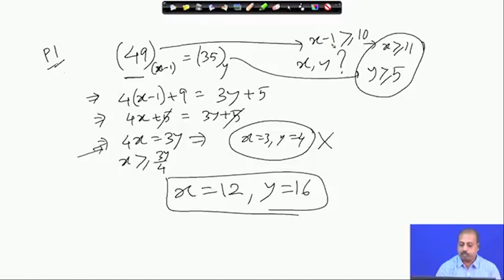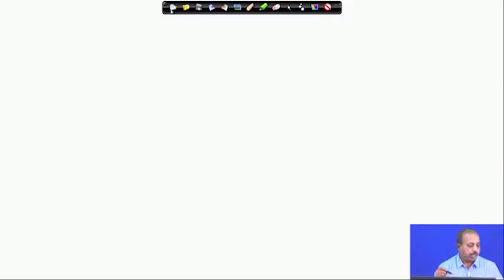So say x equal to 36, any multiple of this. Say we multiply both of them by 2, x equal to 24, y equal to 32. So this is also a solution. This way there are numerous solutions, but it is one of those solutions. Okay.